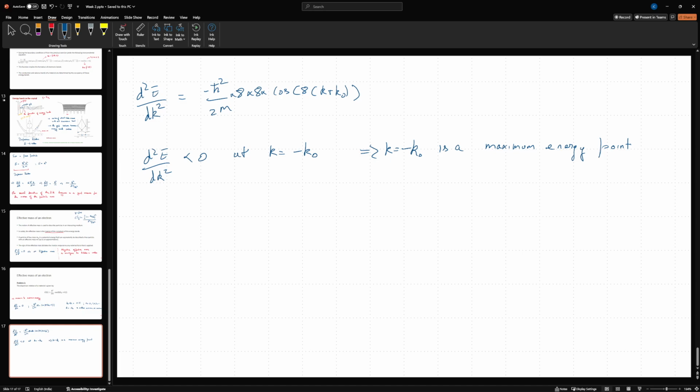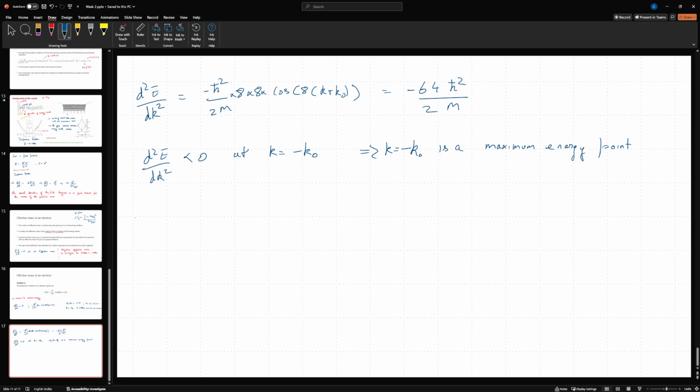So, okay, now I know d square E upon dk squared is negative, and we also know the value of it. So, what is the value of the second derivative? It is going to be 64, oh, not 64 square. It's going to be minus 64 h bar squared upon 2m.